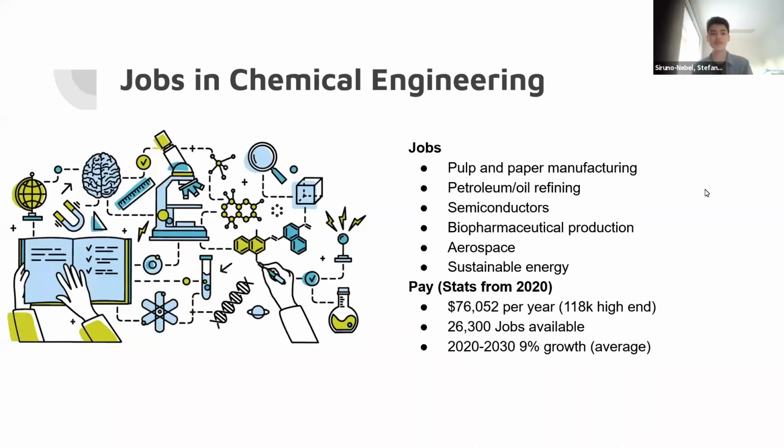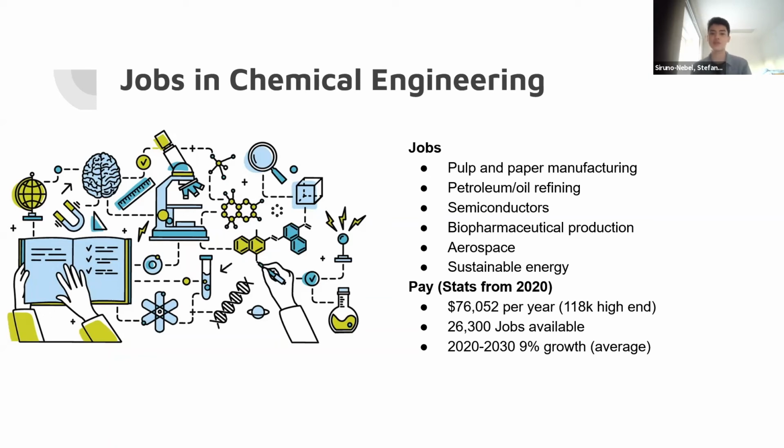There are many jobs a chemical engineer can find across a wide variety of different fields. If you do become a chemical engineer, you can find employment in traditional chemical industries like pulp and paper manufacturing and petroleum refining. But there's also options in high-tech industries like semiconductor device manufacturing, biopharmaceutical production, aerospace, and there are emerging industries like sustainable energy that you can get into. If any of this sounds interesting, chemical engineering is the way to go.